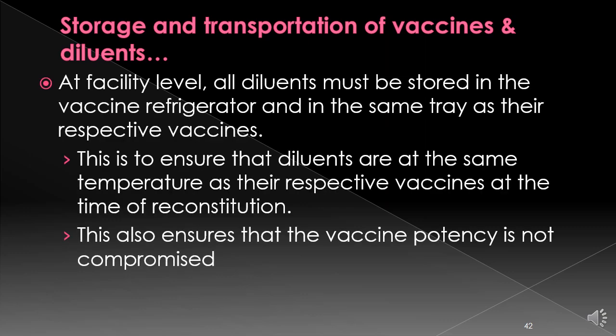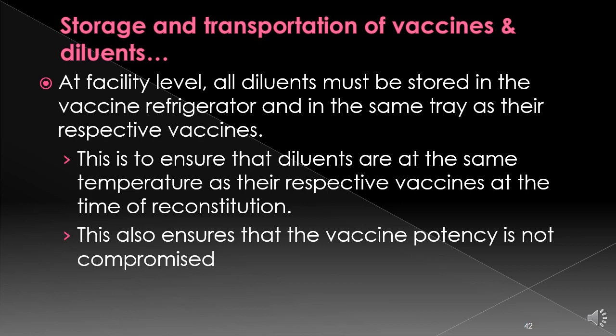So we are saying that at the facility level, all diluents must be stored in the vaccine refrigerator and in the same tray as their respective vaccines. This is very important. Remember, during transportation, they don't have to be kept at strictly 2 to 8 degrees Celsius. However, at the facility level, before use, they need to be stored together with their respective vaccines on the same tray in the refrigerator.